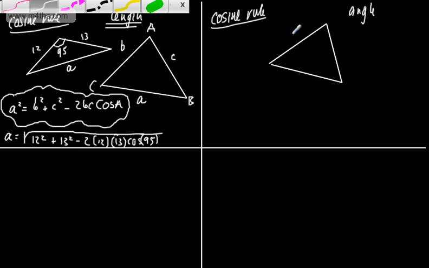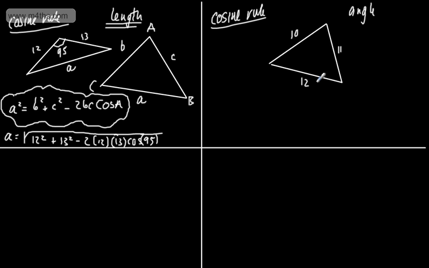So if I said now that this was going to be 10, this was going to be 11, and this one was going to be, let's just say, 12, we might want to find this angle right here. I'm going to say that this will be angle A. So we use the cosine rule to find a missing angle when we're given 3 of the sides.